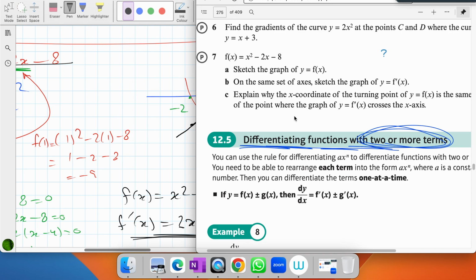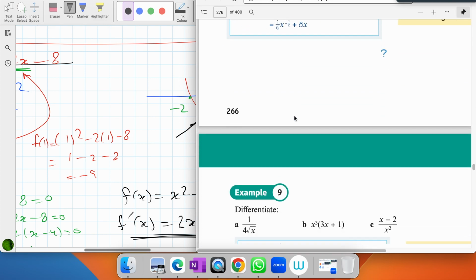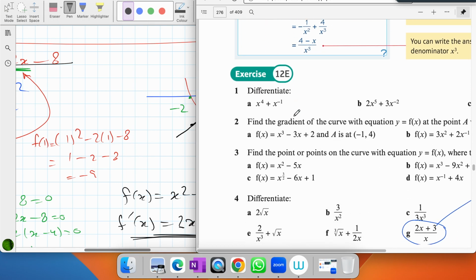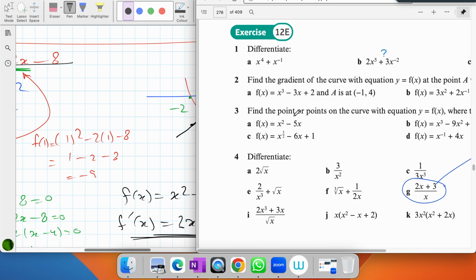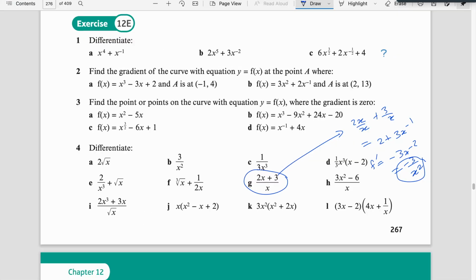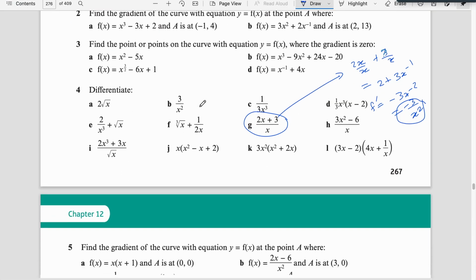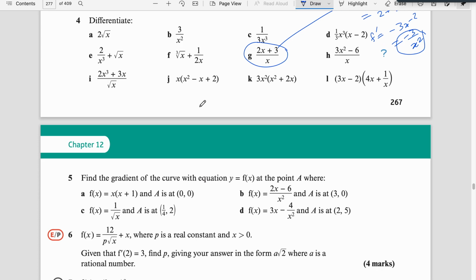Clear? Okay, differentiating two or more terms is just separated with this positive negative sign. Let's try this one. If I multiply them, they become x³ - x² + 2x. Now I can differentiate them. These are three terms. So 3x² - 2x + 2. Done.